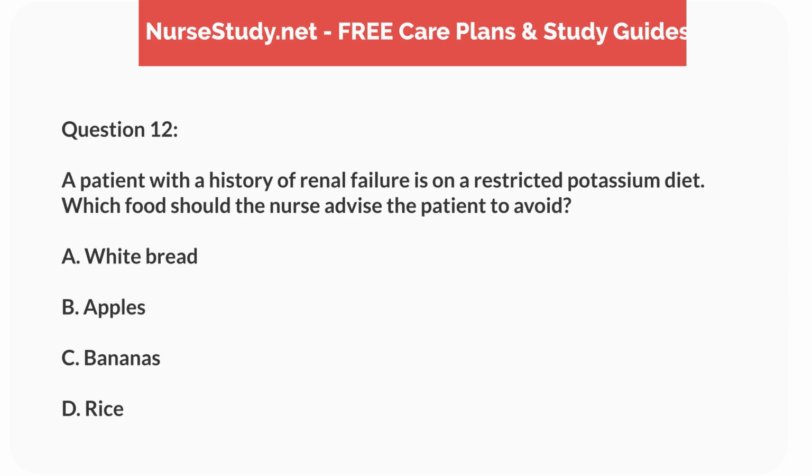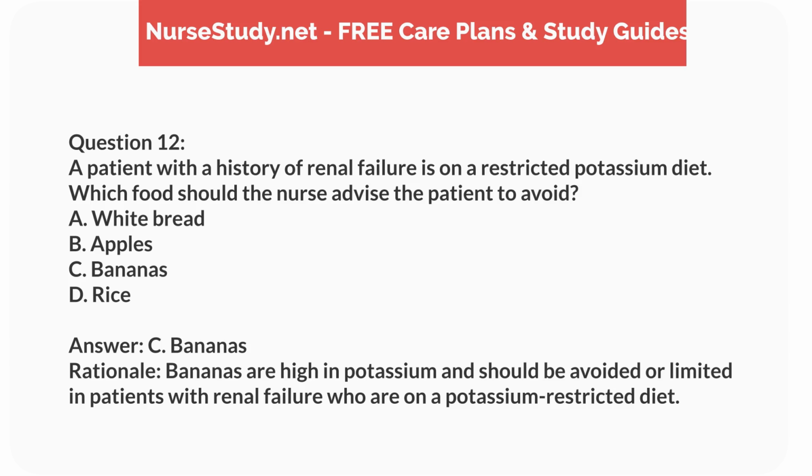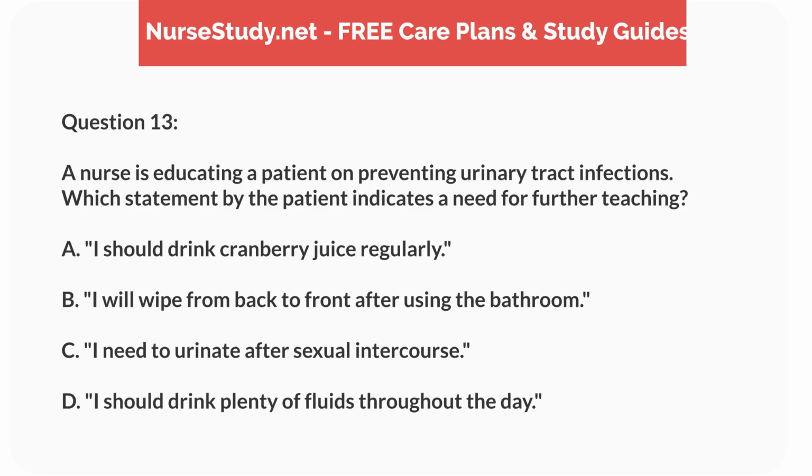Question 12. A patient with a history of renal failure is on a restricted potassium diet. Which food should the nurse advise the patient to avoid? A. White bread. B. Apples. C. Bananas. D. Rice. Answer: C. Bananas. Rationale: bananas are high in potassium and should be avoided or limited in patients with renal failure who are on a potassium-restricted diet.